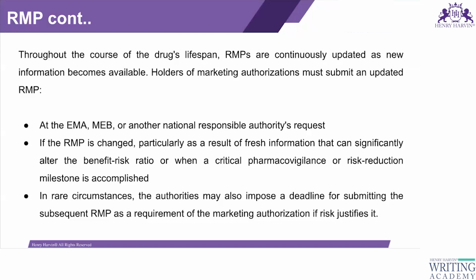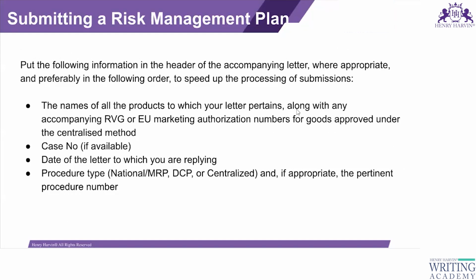In rare circumstances, the authorities may also impose a deadline for submitting the subsequent RMP as a requirement for the marketing authorization if risk justifies it. So in that case, if the authorities ask for the updated RMP, they will also provide the marketing authorization holder with a deadline. Within that deadline, for example 30 days or 60 days, they have to submit the updated RMP to the regulatory authority.